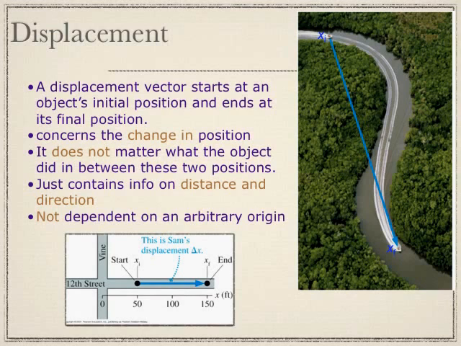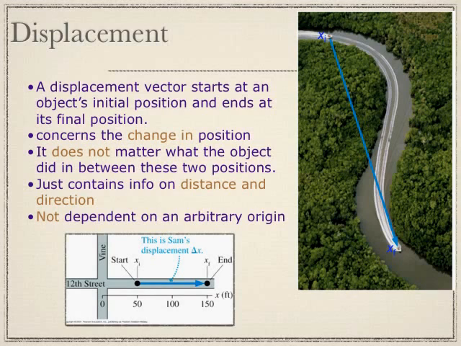If we instead choose the origin to be the start of our observation, the initial position of Sam, then he would be at 0 feet. And then the end of our observation, his final position, would be at 100 feet. His displacement is still identical, going from 0 to 100, or 100 minus 0 to get the same displacement.